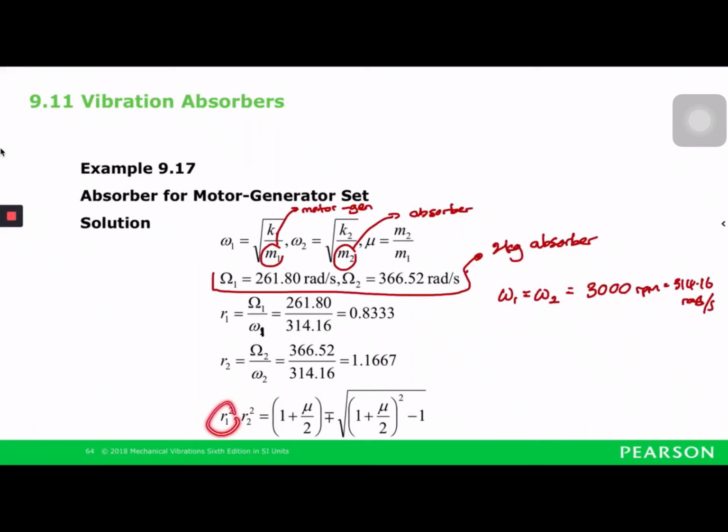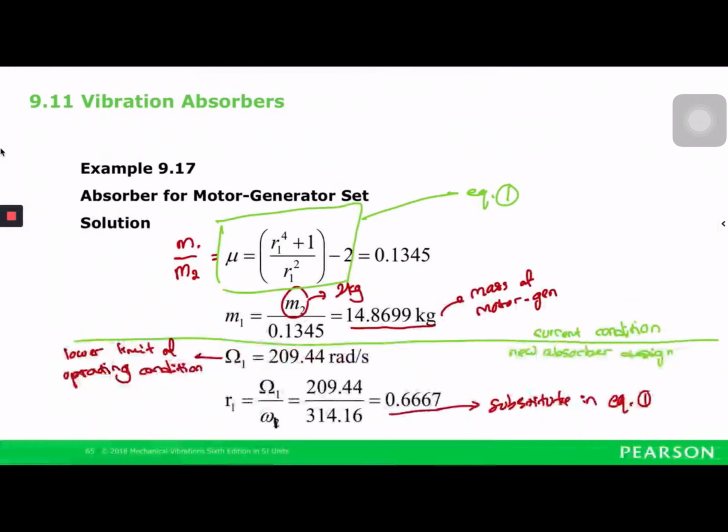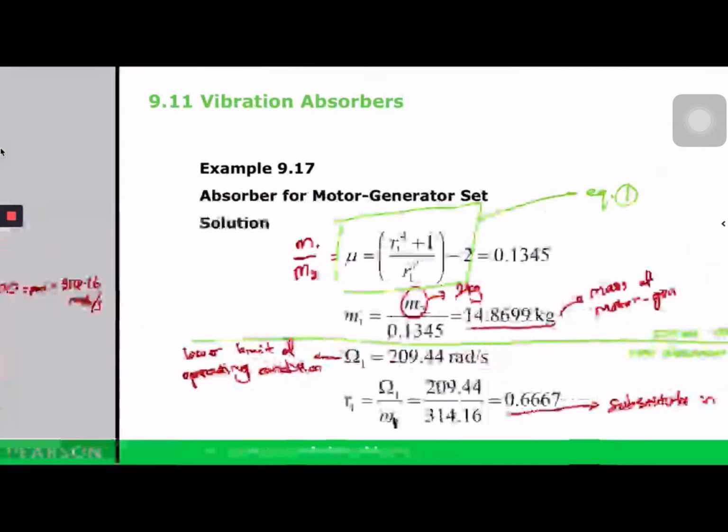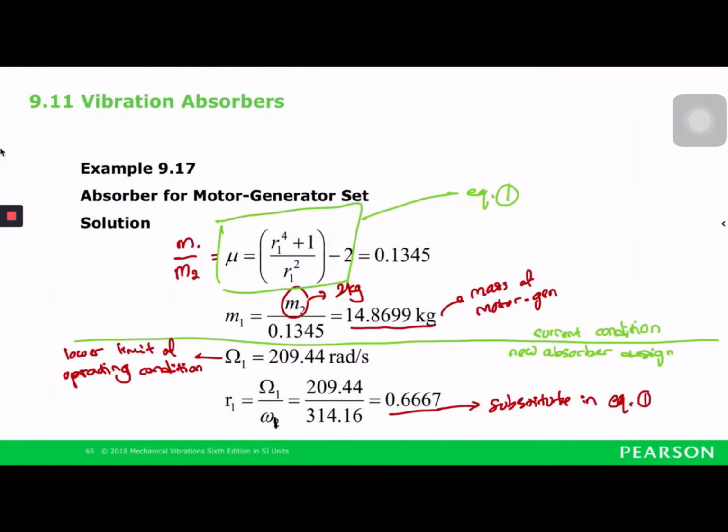So for example, if we take R1, and mu is m2 over m1, so here from the same equation, we can simplify with this equation over here, and we put in the value of R1, so basically we get 0.1345. So this is the ratio between m1 over m2, and since we know m2 is 2 kilogram, we can find the mass of the motor generator set. And again, we take this equation as equation 1 because we are going to use it later on.